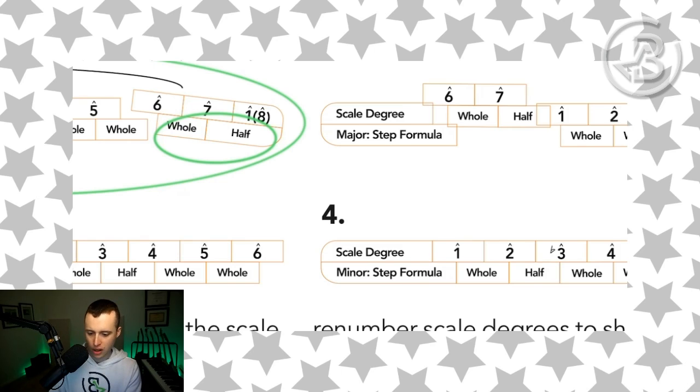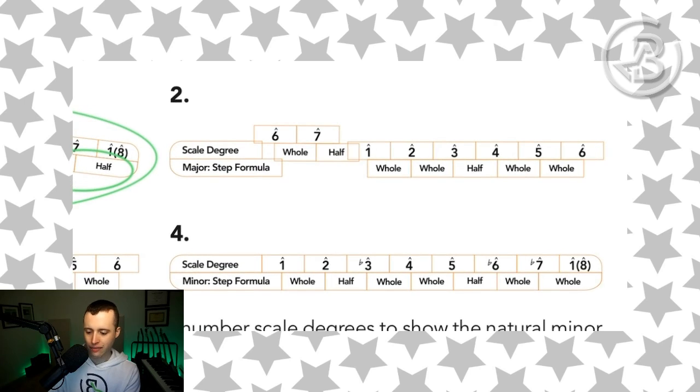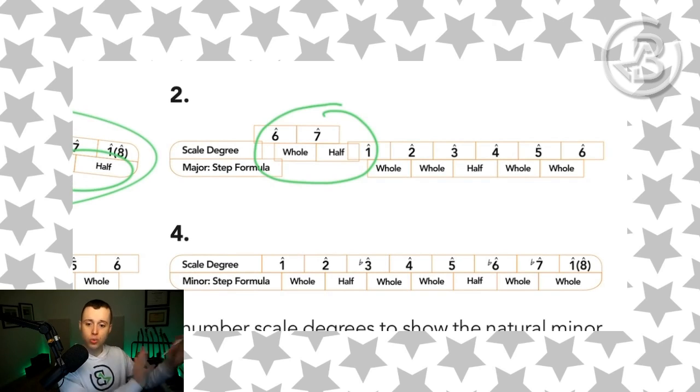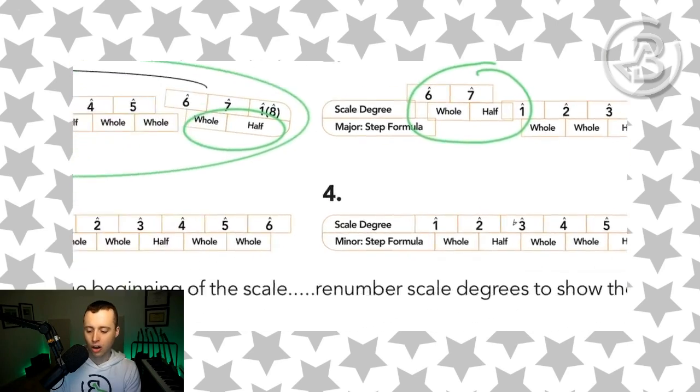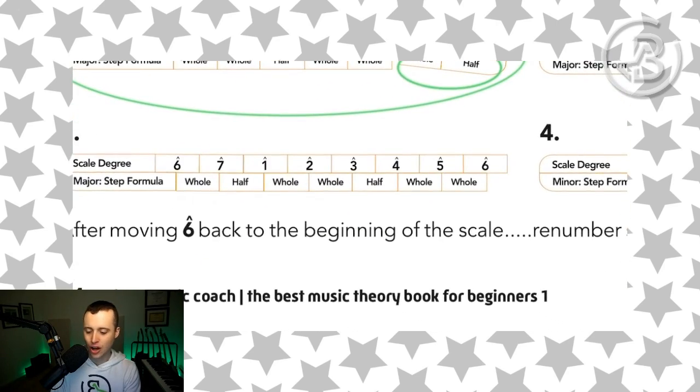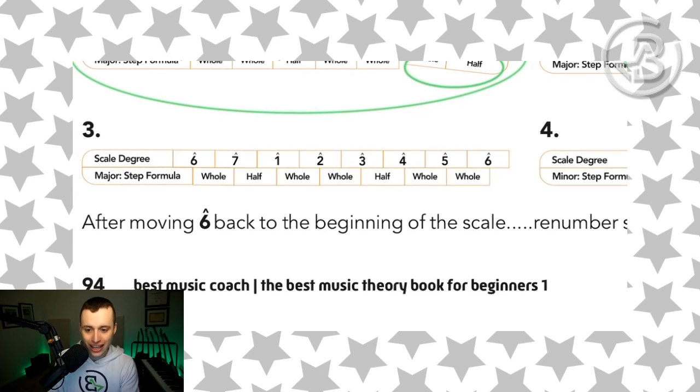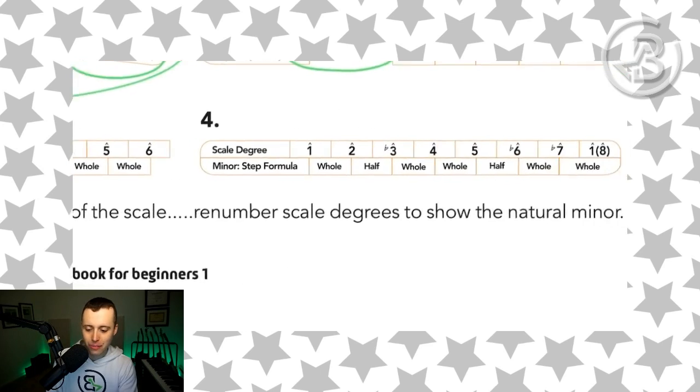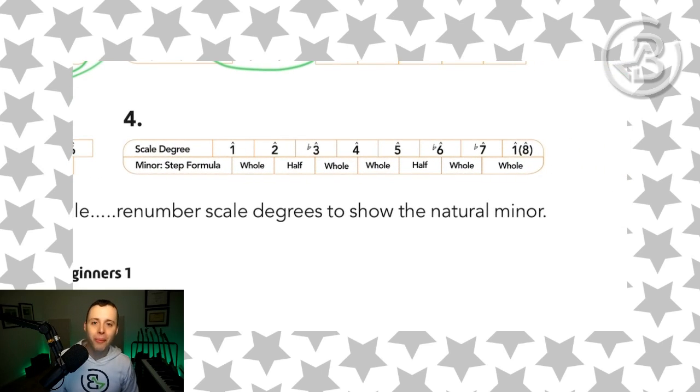That's what we're moving. So when we move our whole and half and insert it at the beginning, we're going to push 1, 2, 3, 4 and 5 over to the right, and insert this whole and half at the beginning. All of a sudden what happens is we get whole, half, whole, whole, half, whole, whole. And if that's ringing a bell, it should, because that's actually the minor step formula.